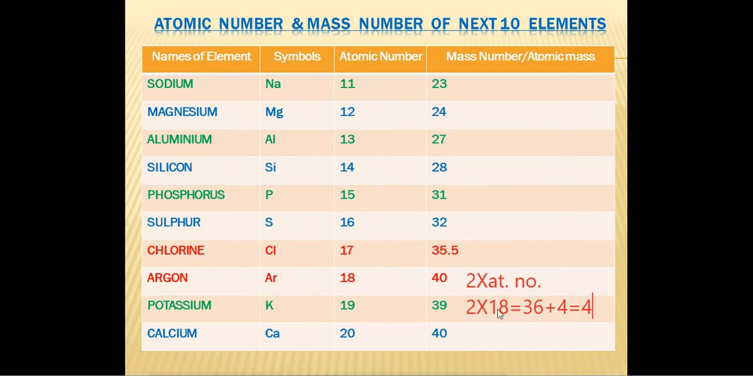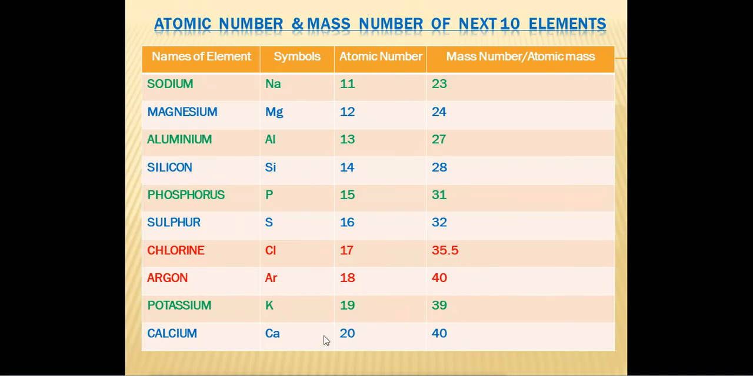These are the two exceptions where you have to use a different formula. Otherwise, for all the elements having odd atomic number, you can use the same formula. For potassium, which has atomic number 19, an odd atomic number, which formula will you use? 2 into atomic number plus 1, that is 39 you will get.